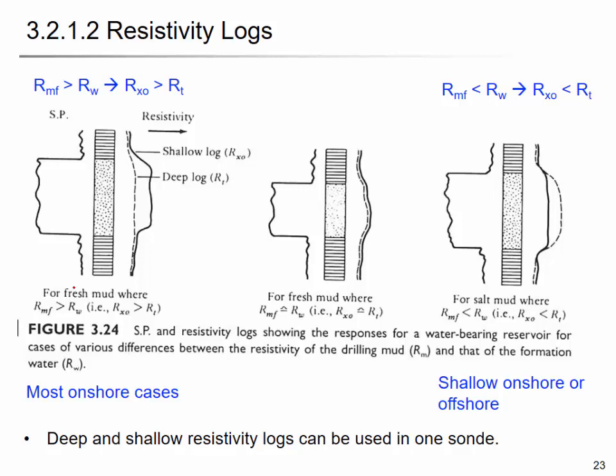And in the other case, oppositely, if a salt mud is used, the formation water has less salinity than the mud. So the resistivity of the formation water is larger than the resistivity of the mud filtrate. And which one is the deep? The deep one will give you the higher resistivity, and the shallow will be more affected by the mud, so it has the lower resistivity. These two measurements can actually be taken at the same time while drilling, and from them you get richer information.